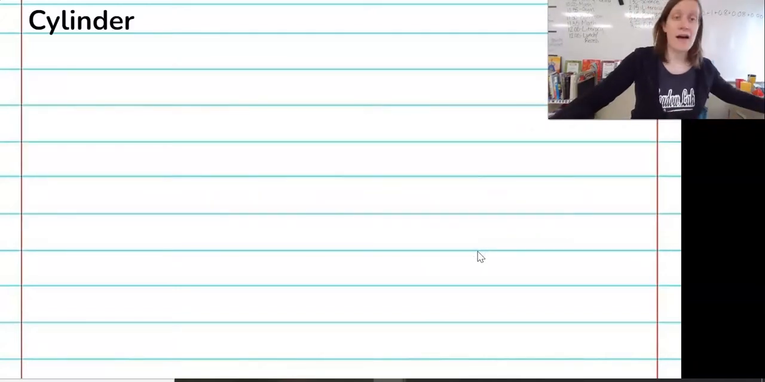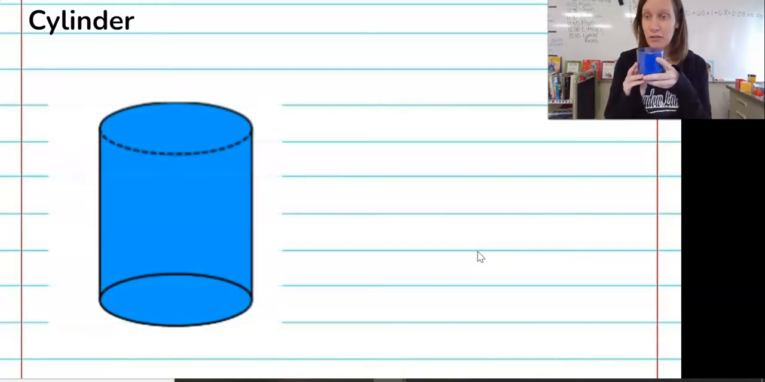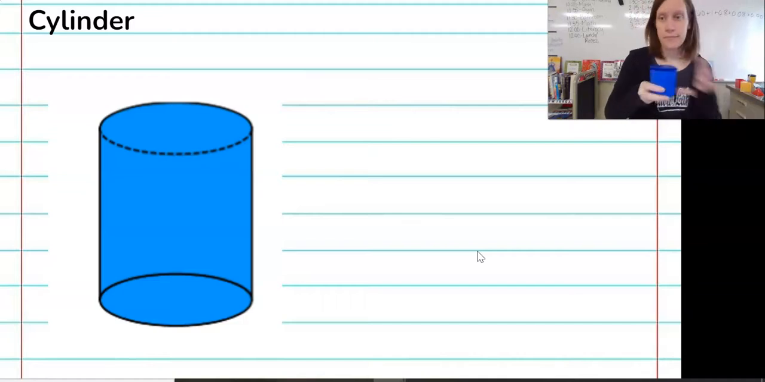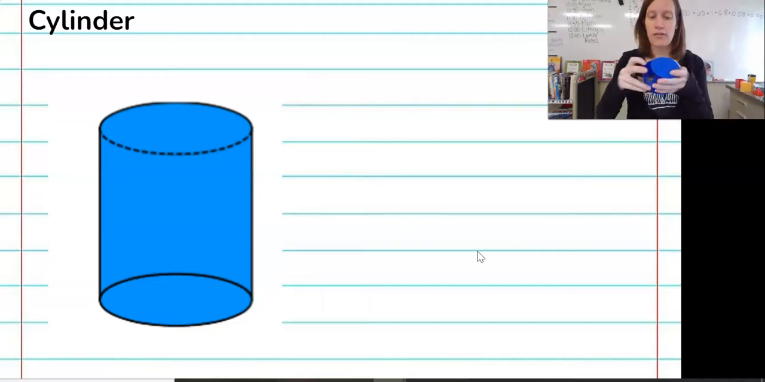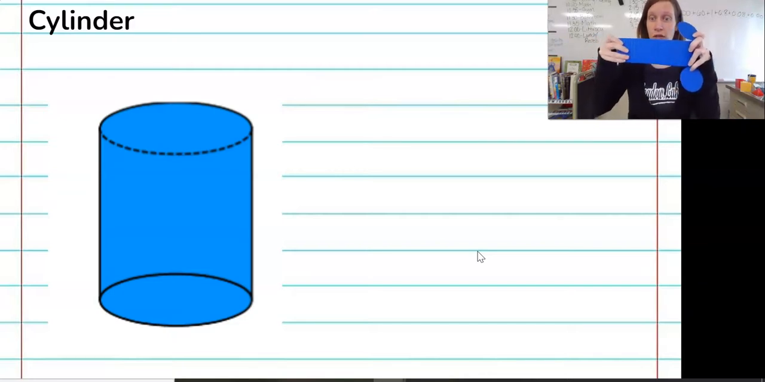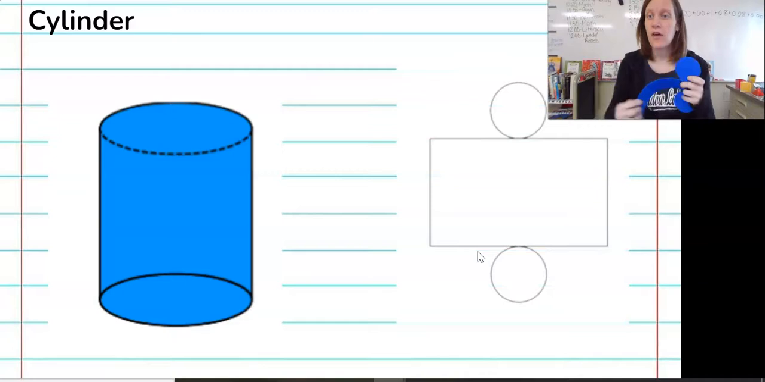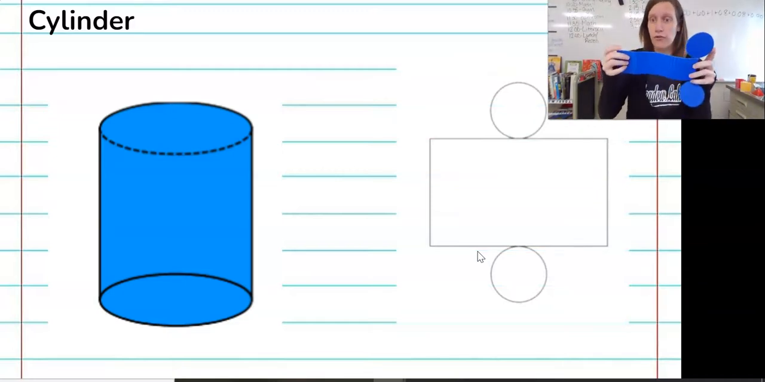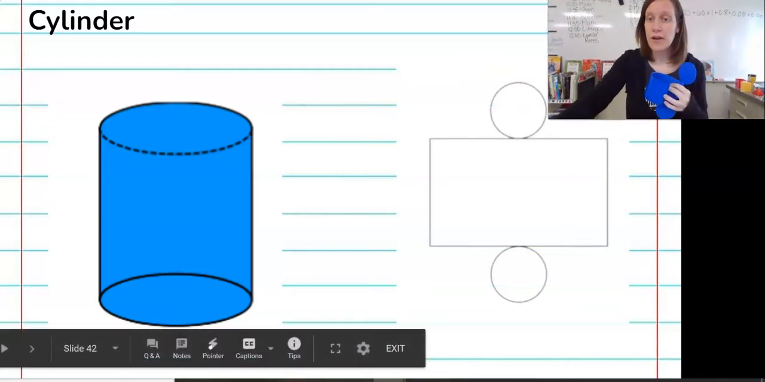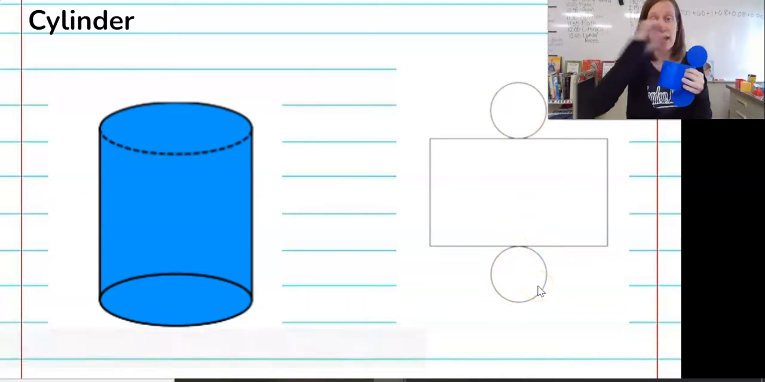So for example, we have a cylinder. Here's my cylinder. That's what a cylinder looks like. And if I were to open the cylinder up and unfold it, we are going to see that it's going to have two circular bases and then one long rectangle that's wrapped around to make that curved surface. So you're going to notice on the one that I'm holding, the two circles are on the end, but in the picture right here, they're in the middle. The circles can be in the end or the middle or opposite ends.